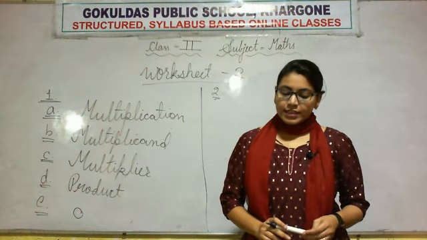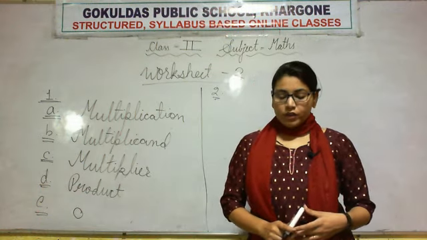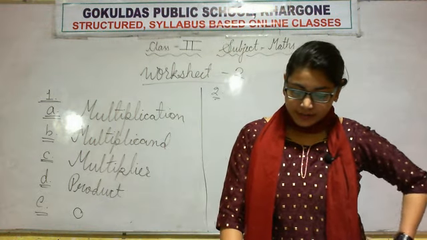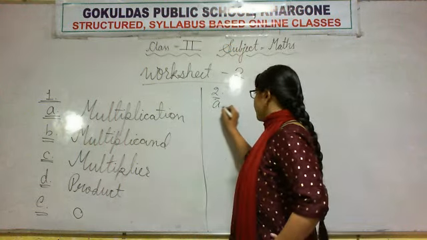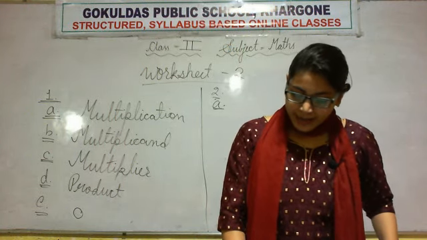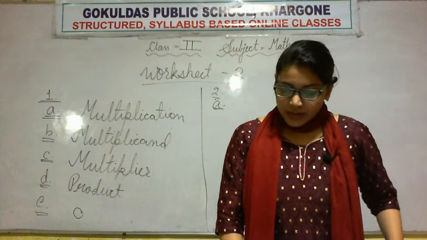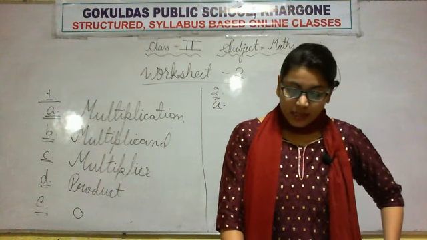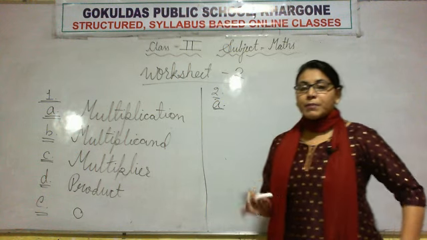state whether the following statements are true or false. So question number 2 is true and false. Part A: any number multiplied by 1 gives the number 1 place ahead. Is it true or false? The question is asking about any number multiplied by 1.